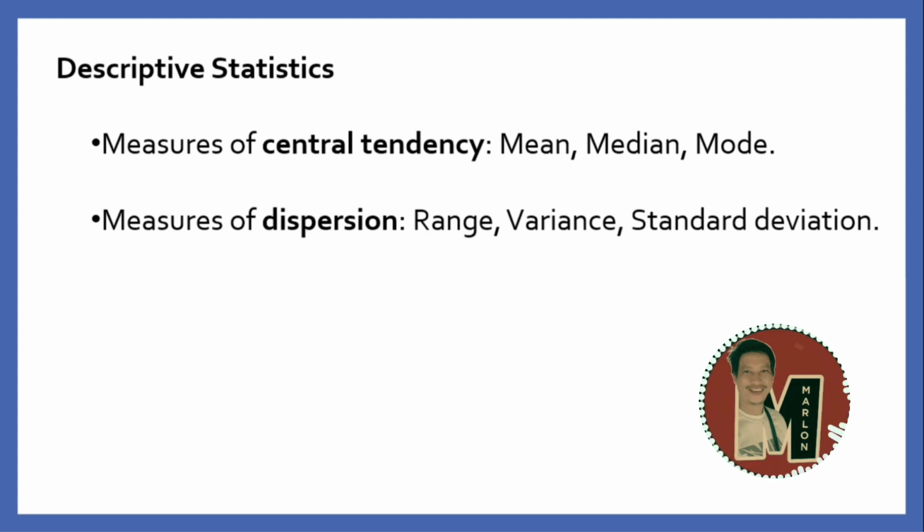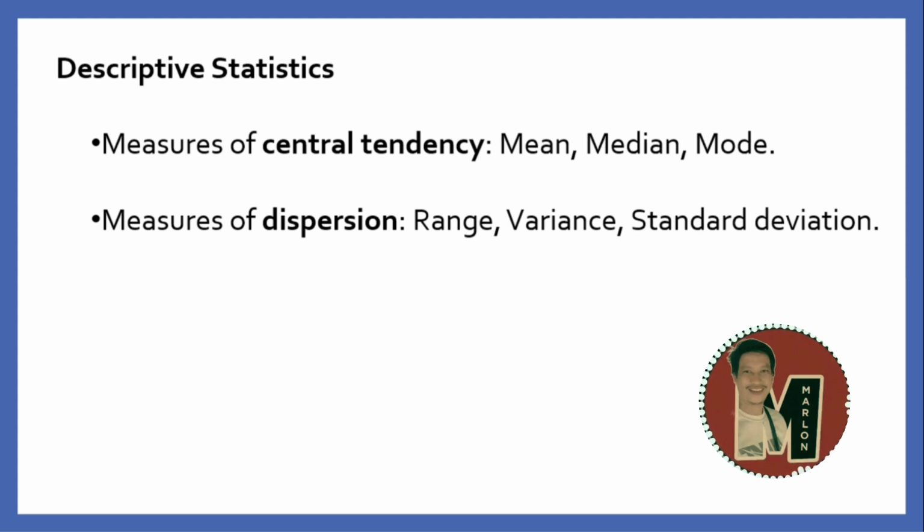Measures of dispersion: range, variance, standard deviation. These measures describe how spread out or variable the data is. For example, the range is the difference between the highest and the lowest values. For the scores 80 to 100, the range is 100 minus 80, which is equal to 20.